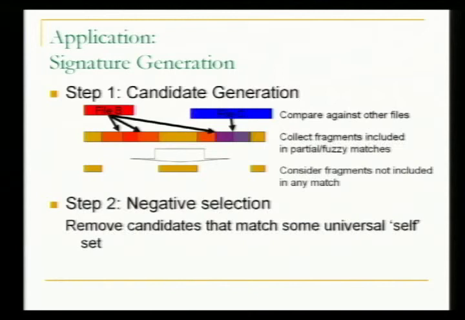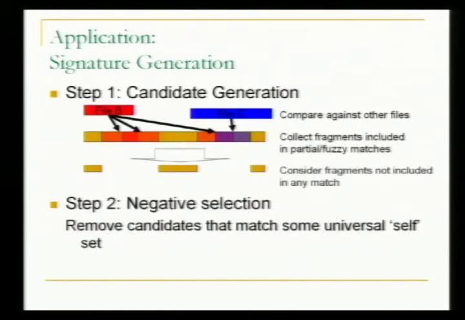So you're asking the question, what makes this particular program unique in a set of other programs? And after this point, you're going to get a collection of fragments that are included in the partial or fuzzy matches, and then after that you can take the negation of that particular set and get the fragments that weren't included in any match. And at this point, the third line down, this is where you're actually working with the sections of code that make file A unique.